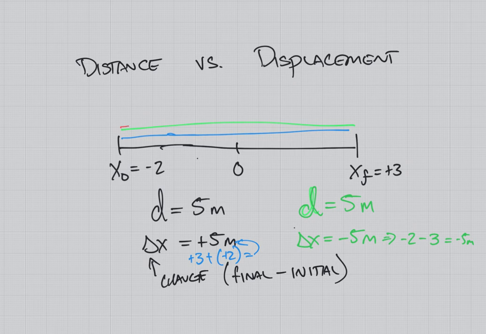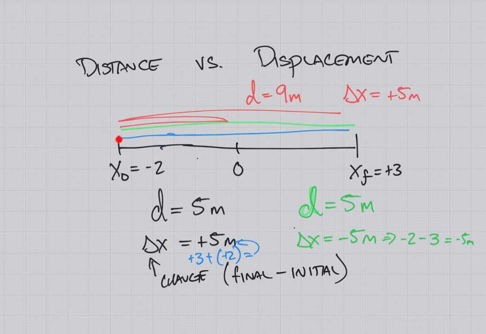And if an object did something like this, right? In this case, my distance that I traveled was 2 plus 2 plus 5. So my distance I just traveled is 9 meters. Whereas now my displacement is still going to be +5 meters, because it is simply a straight line from where I started to where I ended.